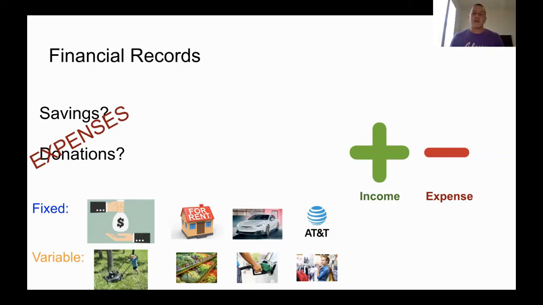The reason why they're considered expenses, like we said earlier, is it's money in your bank account that is leaving your bank account and going somewhere else. Even though a savings account would be your own account too, it's still leaving your bank account. So you need to consider it an expense. It's not considered income. Same thing with donations, okay?